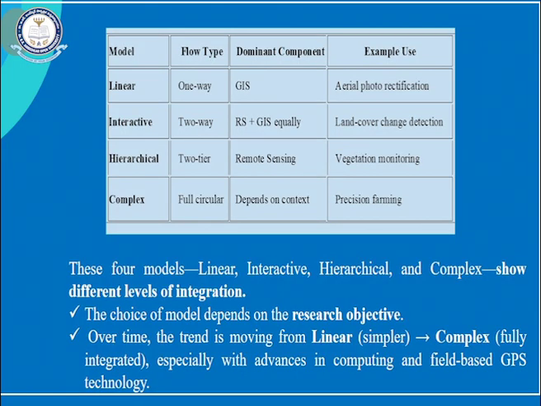And look at this figure. I have given the differences between them: linear is one way, interactive is two way, hierarchical is two tier, and complex is full circular. So in linear, GIS is dominant; in the interactive, RS and GIS are equally shared; in hierarchical, remote sensing is dominant; and in the complex, it depends on the context or the survey. Examples of use are aerial photo rectification in linear, land cover change detection in interactive, vegetation monitoring in hierarchical, and precision farming in complex.